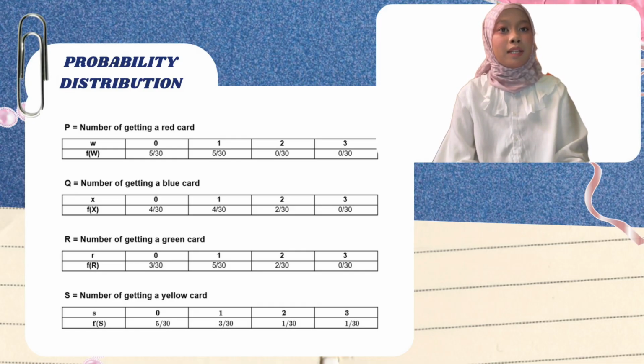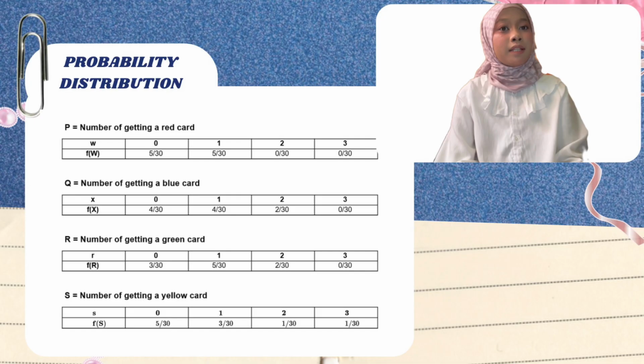So for the probability of getting a blue card 0 times, 1 time, 2 times, and 3 times, we got 4 over 30, 4 over 30, 2 over 30, and 0 over 30 respectively.